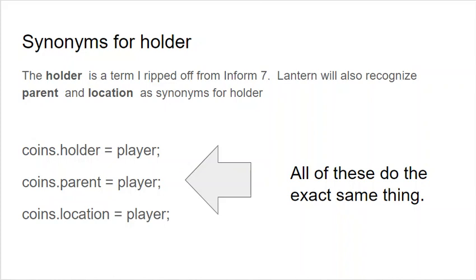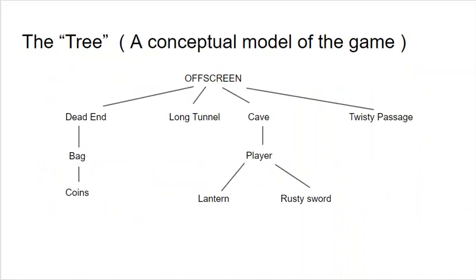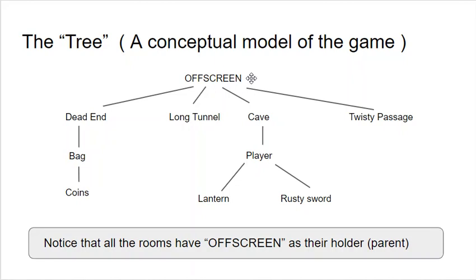But that parent property, that holder property, is who owns the item. That's where it is in the world. So let's take a look at our tree and visualize that. There's our tree, and notice that we've got off screen at the very top of the tree. Or imagine if you flip this picture upside down, you have something that looks like a tree. It's really an upside down tree. Off screen is this special object that is the anchor for everything in the world. Usually the rooms will have off screen as their parent. So the dead end, the long tunnel, the cave, and the twisty passage have to be in the world somehow, so their parent object is off screen.